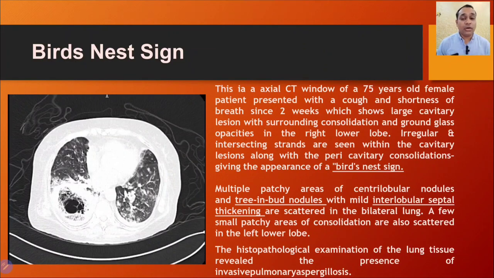I hope you all understand what a bird nest sign is. It is very important to differentiate the diagnosis in which the bird nest sign is present, because this sign might be present in various other conditions, and it is very important to differentiate between mucormycosis and invasive pulmonary aspergillosis. I hope you will be able to identify the bird nest sign, and this will definitely help in the diagnosis. So this is all about today's lecture.